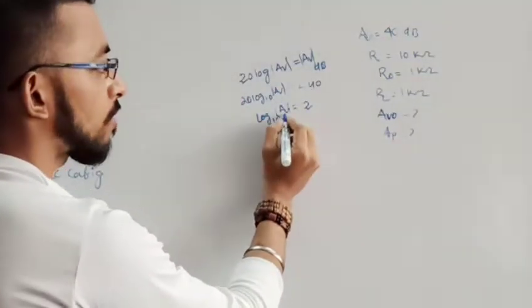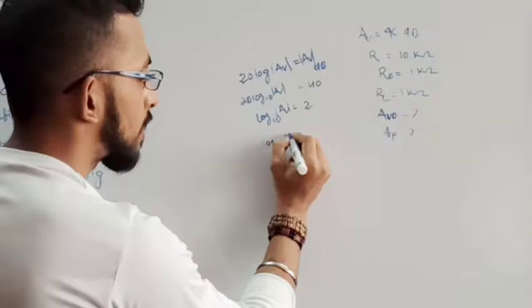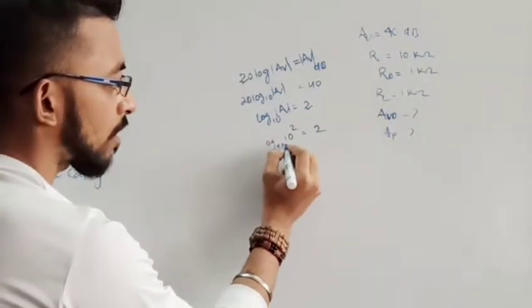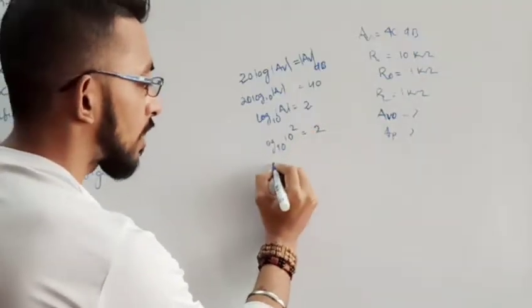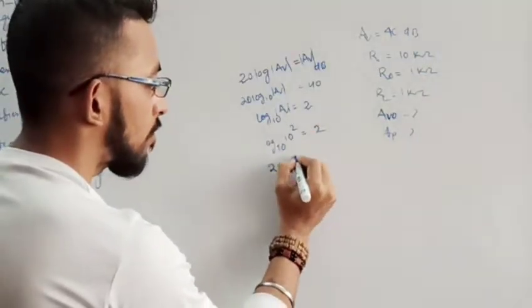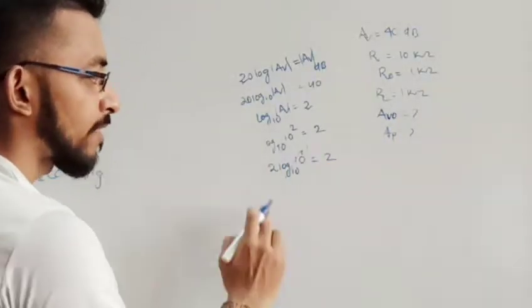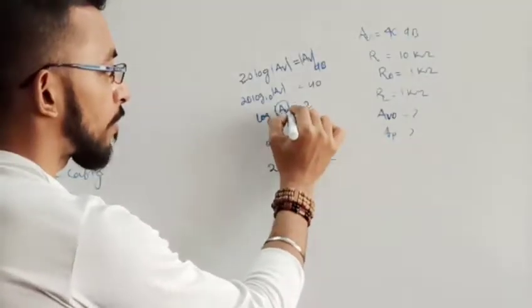So what will be the value of AV? Then it will become 2, if it becomes 10 power 2. Then only it is possible, because log 10 base 10 will give me 1. This 2 will come to this side, it will become 2 log 10 base 10, which is nothing but 2, because this value will give me 1. Then only 2 equals 2 is possible. It means my AV value is nothing but 10 power 2.